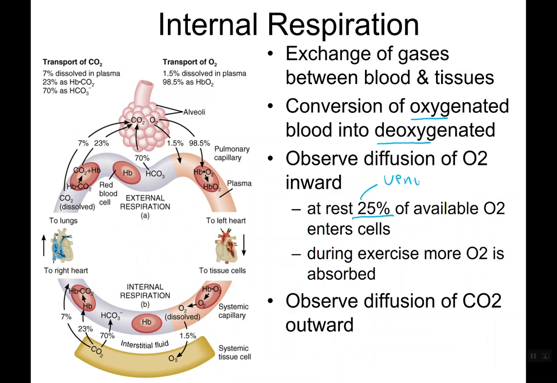During exercise, of course, your tissues are working harder and respiring more quickly, and they're demanding more oxygen, so more of that oxygen is going to leave the blood and enter the tissues. At the same time, a respiring tissue is going to be pumping out more CO2, and that's going to create a steeper gradient between the tissue fluid and the blood, so that's going to drive CO2 into the blood.